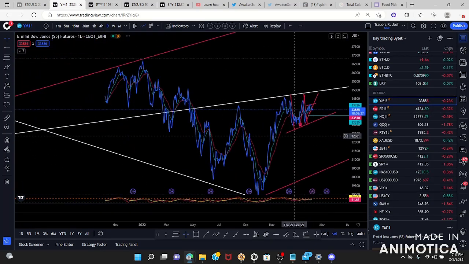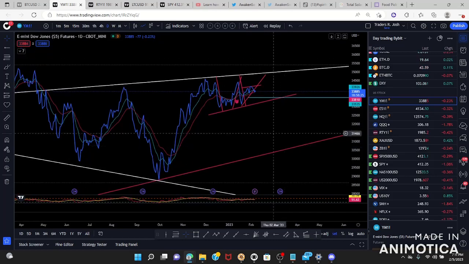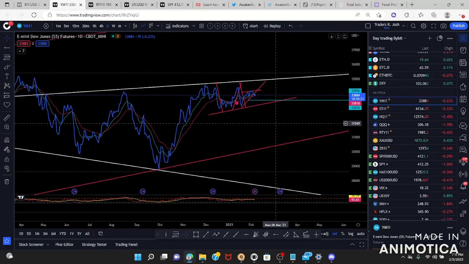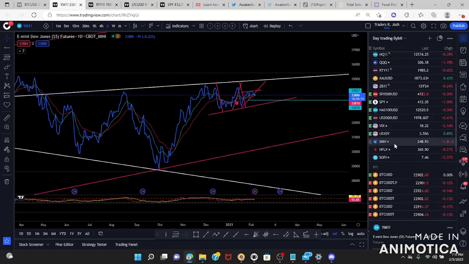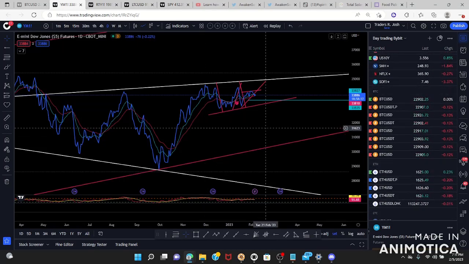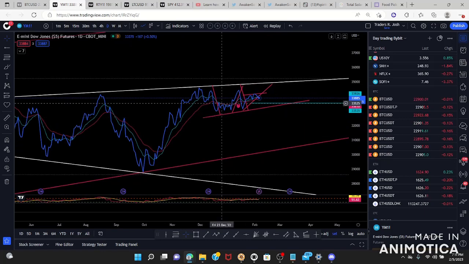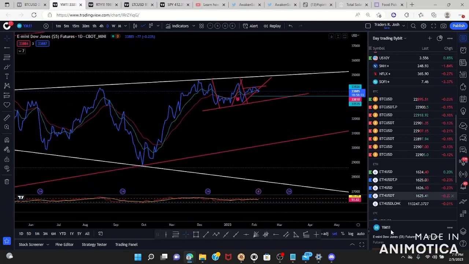Alright guys, this is all I have for you in regards to Dow Jones. It looks bearish. That's going to cause almost all the major indices to come down, especially crypto. So just keep an eye on it, put some alarms, and we'll go from there.